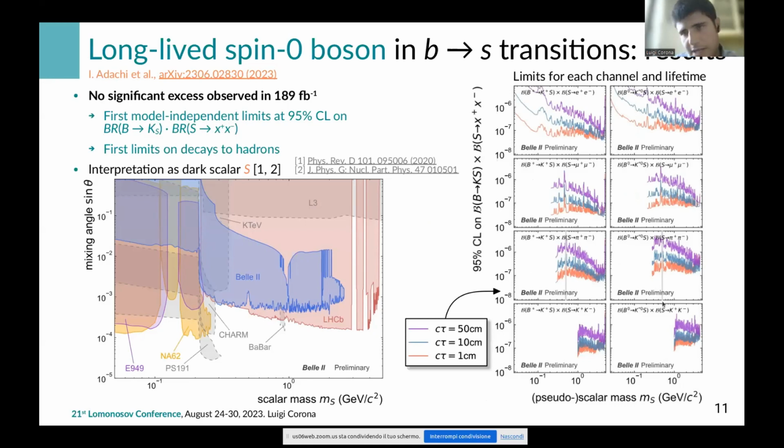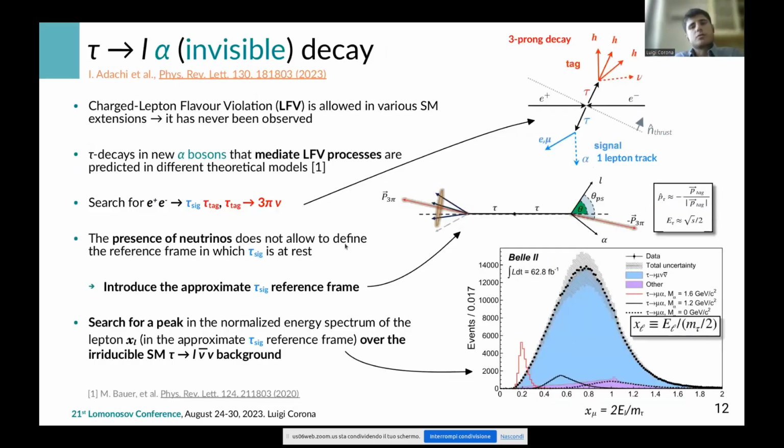Here on the right, you have the results for each channel and lifetime, and while here there is the interpretation as a dark scalar. So basically the exclusion of the region of parameters, theta s, and the mass of this dark scalar. So this is the last analysis I want to talk about.